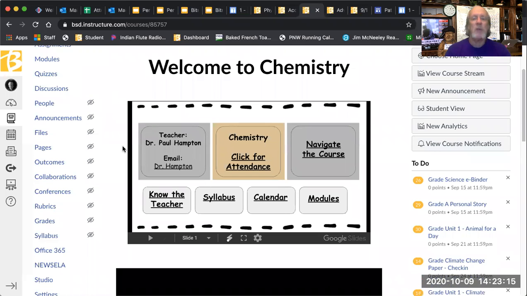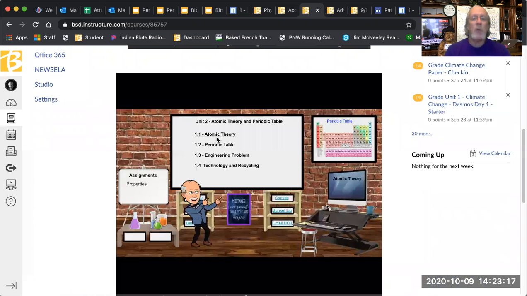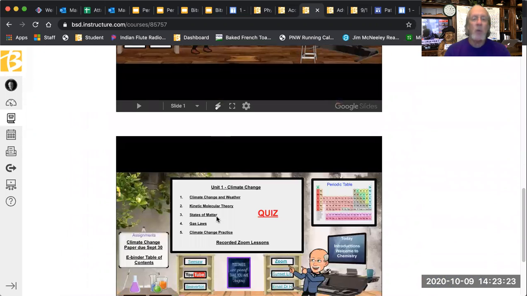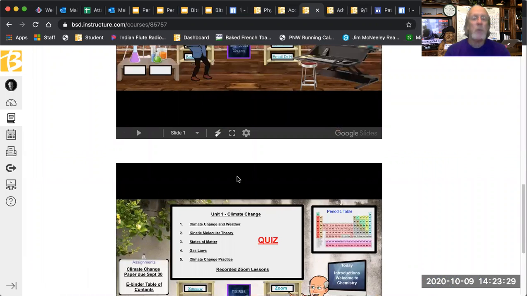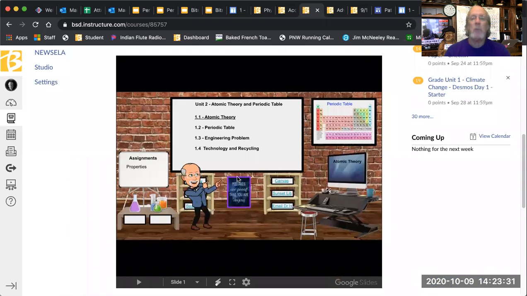We are going to go right over to the chemistry homepage. As you notice here, I've opened up a new Bitmoji classroom, atomic theory. The old one, if you still want to review, do more on the quiz, work on your climate change paper, all those sorts of things are still in the old Bitmoji classroom.